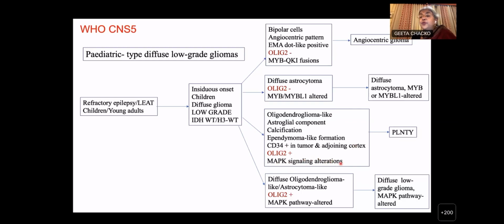But by WHO criteria, if you don't do the molecular test, you have to stop at NOS. But you can give a more definite diagnosis of PLNTY. And the last one, again, you're required to demonstrate this feature. Important to know this because oligo-like appearance is seen in many of these, but they're IDH wild type, and therefore they're not oligodendrogliomas. Oligodendrogliomas are almost always IDH mutant.